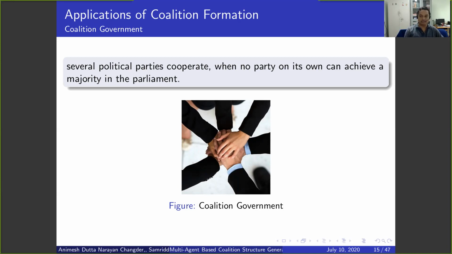That's called an alliance. NDA is an alliance. UPA is an alliance. So one political party forms an alliance with another political party, and they form some kind of team such that their majority will be more than 50%, such that they can claim to the president that we want to form the government. So by forming the alliance, they can achieve the majority to form the government. So it's a very common phenomenon in India.